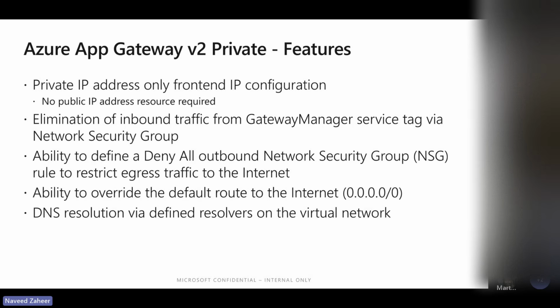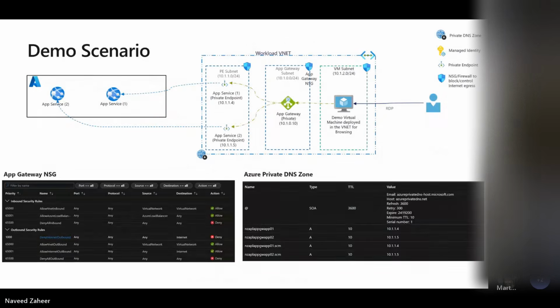So any questions? There's a question on the chat. There are two questions. You answered one: you could do private DNS. The other one was, can the private app gateway load balance between workloads in different regions?